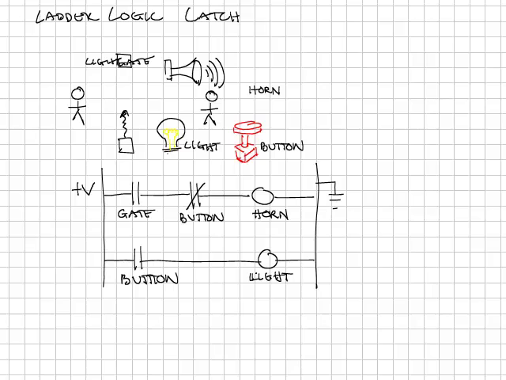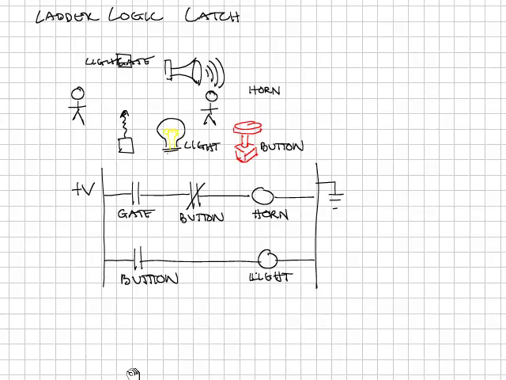The solution is to put in a latch. A latch allows you to trigger an event and then leave that event on regardless of whether the trigger changes state or not. So in this case, we want the horn to go on if the gate is ever closed, but not to turn off when the gate opens. A latch can be created from a single relay.